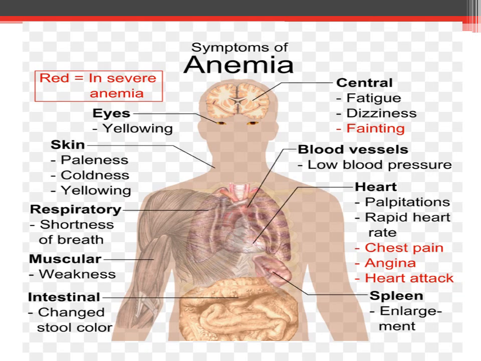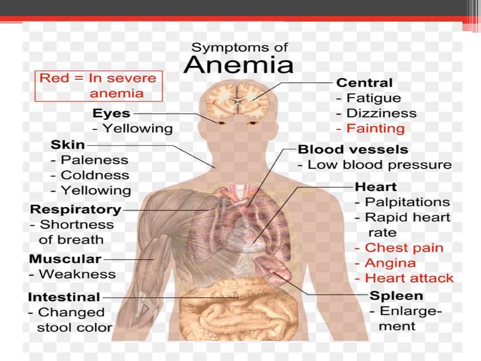Now, the signs and symptoms of anemia. Overall, there will be a pale look, a very whitish look. It can affect the entire system. It's not just about your blood. When the blood is affected, it can go on to affect your entire system. So yes, it can affect your brain and central nervous system, with symptoms including dizziness, fainting, and fatigue.